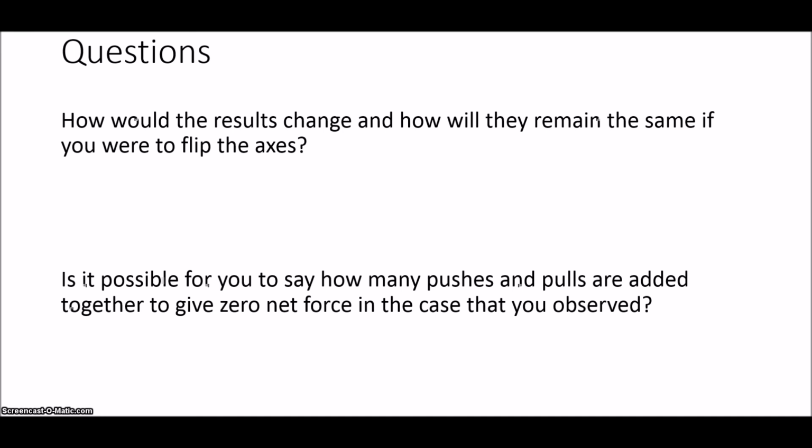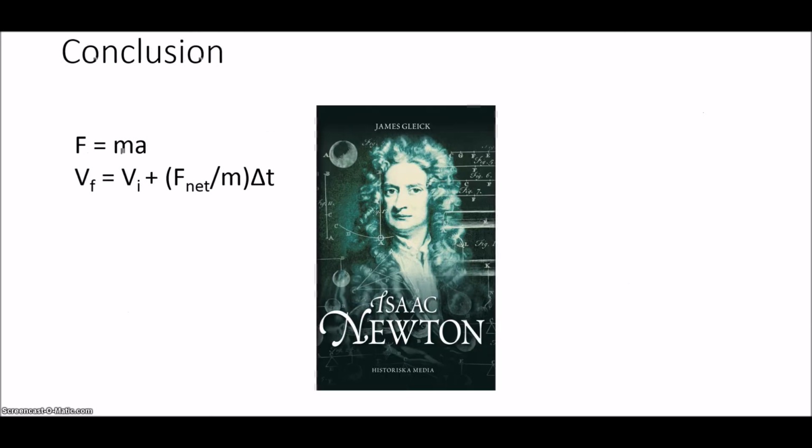The next question: is it possible for you to say how many pushes and pulls are added together to give 0 net force in the case that you observed? No, it's not possible because in my model there are too many variables to say how many pushes and pulls are added together to give 0 net force. There could be forces due to friction, air resistance, and possibly gravitational force if the table wasn't level.